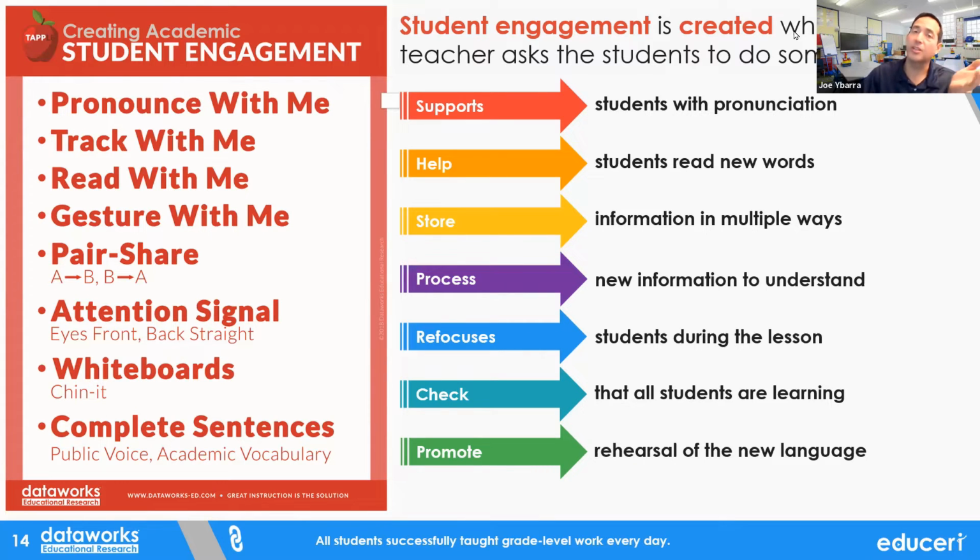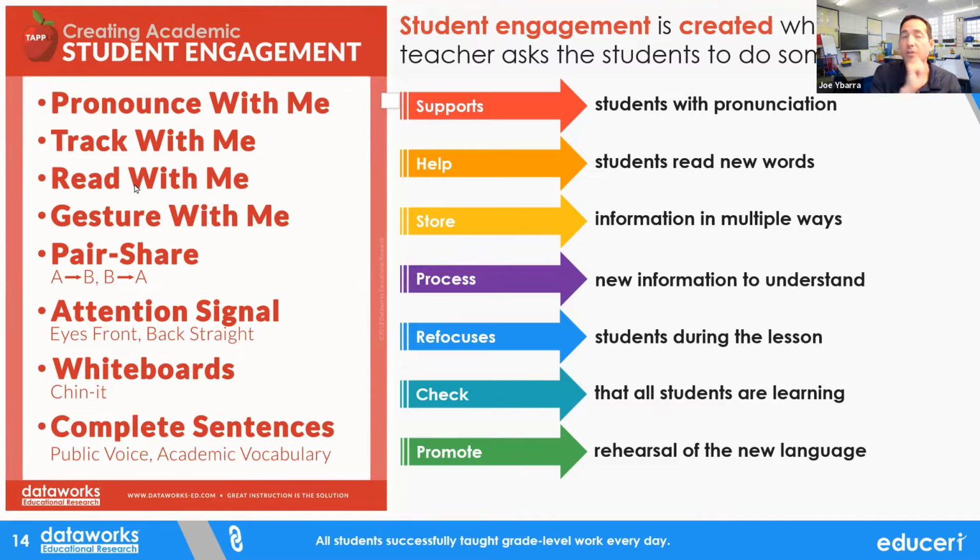They're getting another exposure or repetition of that information. Repetitions are very important as well. Okay, so talk with each other. How do I use the first 3 strategies? And what's the difference between pronounce with me, track with me, and read with me?